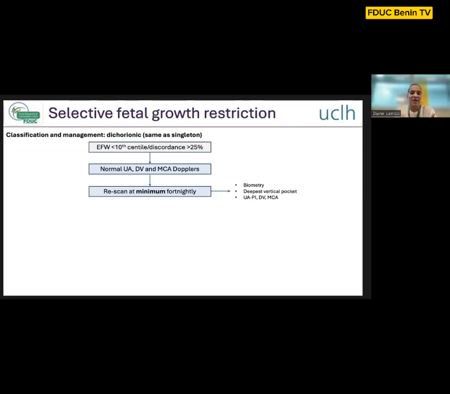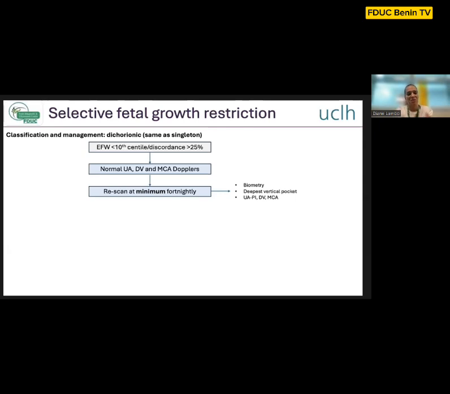Now, the Dopplers are normal, so you've checked the umbilical artery, you checked the ductus venosus, you checked the middle cerebral artery, and all of the Dopplers are normal. So it's just growth at the moment, which is a problem. In these pregnancies, it's perfectly acceptable to monitor them at fortnightly intervals as long as those parameters remain normal. So as long as your umbilical remains normal, your ductus remains normal, you can scan them every 2 weeks.